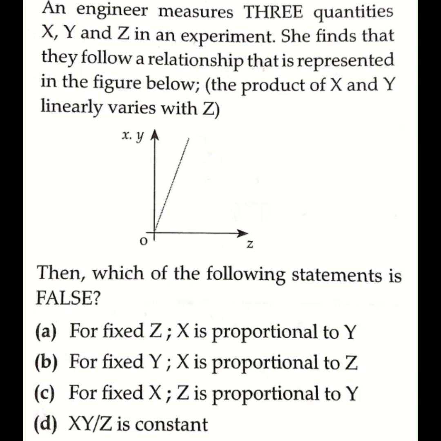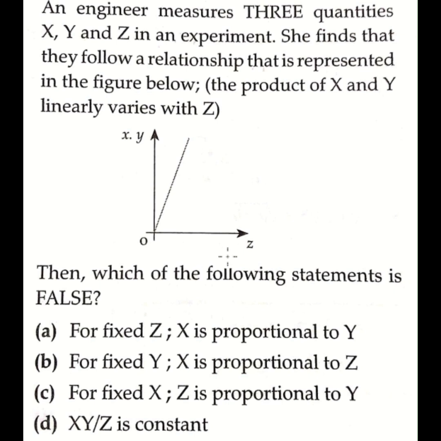An engineer measures three quantities x, y, and z in an experiment. She finds that they follow a relationship that is represented by that given graph. The product of x and y linearly varies with z.